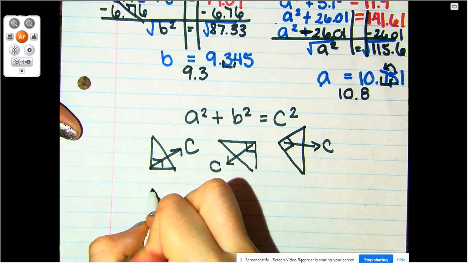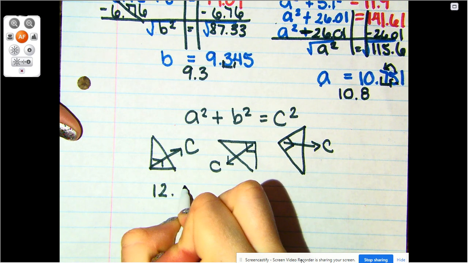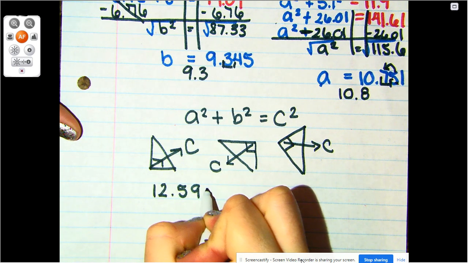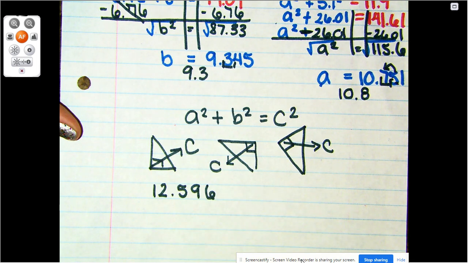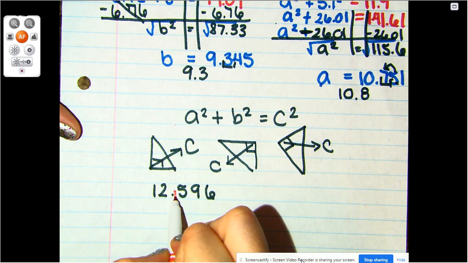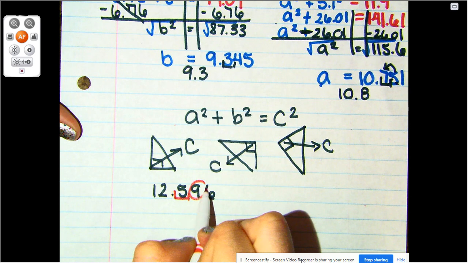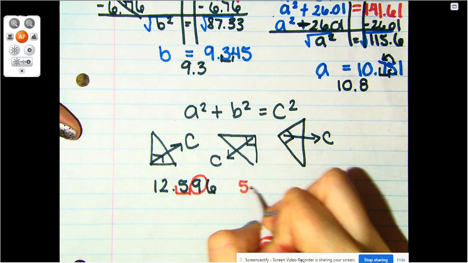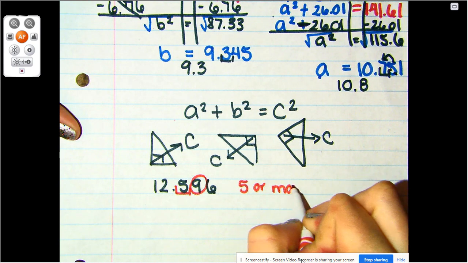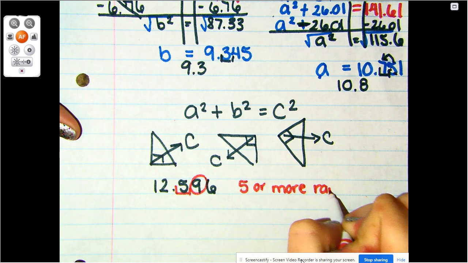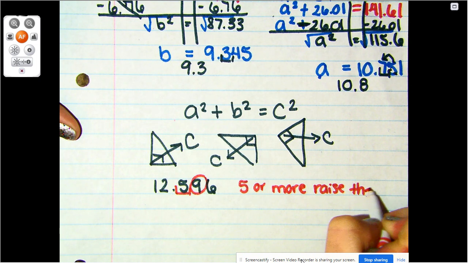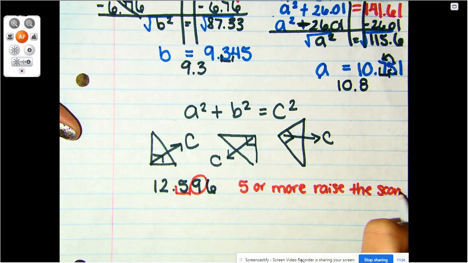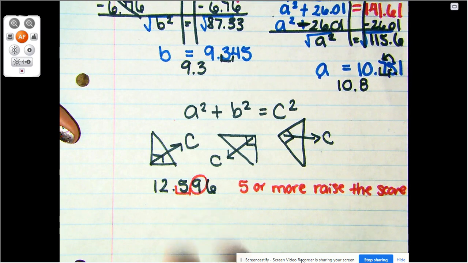So let's say that I had 12.596. Okay, the tenth place was right here after the decimal point. You're going to look at this number to tell you what you want it to do. So 5 or more, raise the score. Okay, 9 is 5 or more, so this is going to raise the score to become 12.6.